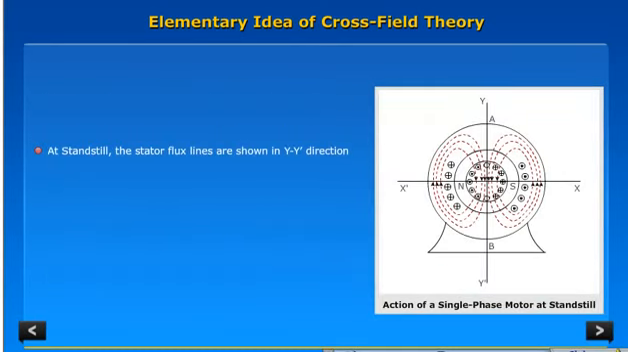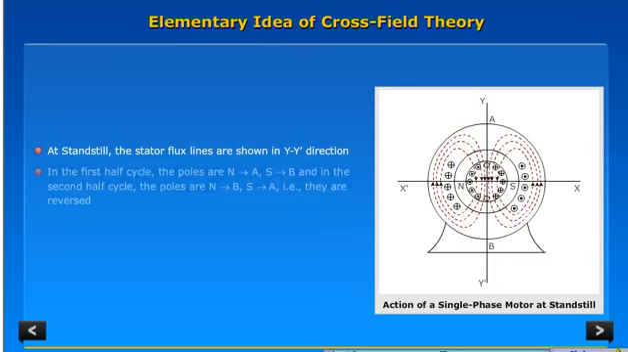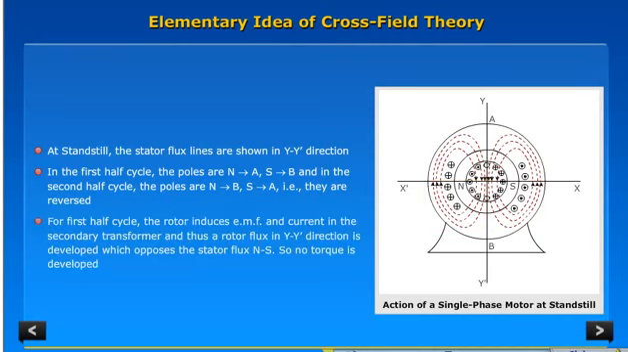At standstill, the stator flux lines are shown in y direction. In the first half cycle, the poles are N2A, S2B, and in the second half cycle, the poles are N2B, S2A, that is, they are reversed. For the first half cycle, the rotor induces e.m.f. and current as in the secondary of a transformer, and thus a rotor flux in y direction is developed which opposes the stator flux N2S. So, no torque is developed.